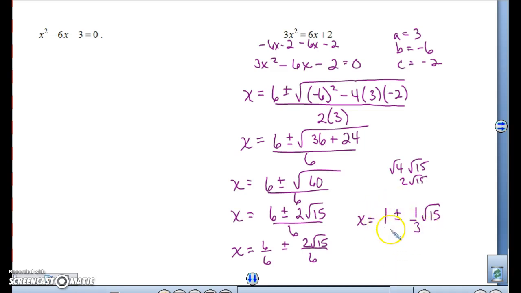Now remember, this is also 2 answers: 1 plus 1 third radical 15, and 1 minus 1 third radical 15. So that is the quadratic formula. It should be familiar to you. You should have it memorized. If you don't, it is on the Regents reference sheet that you will have at the Regents exam. I'll probably end up giving you a copy before long.